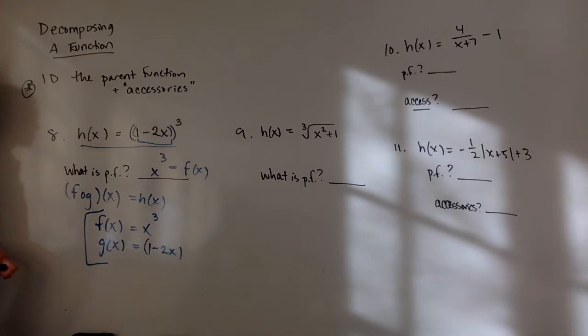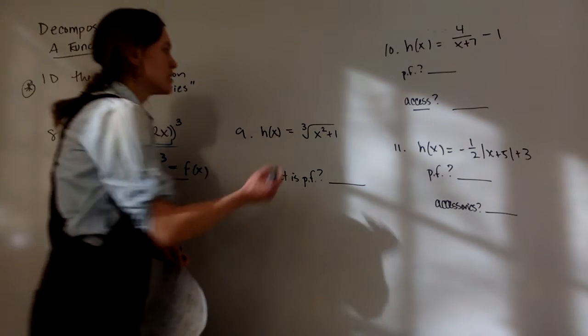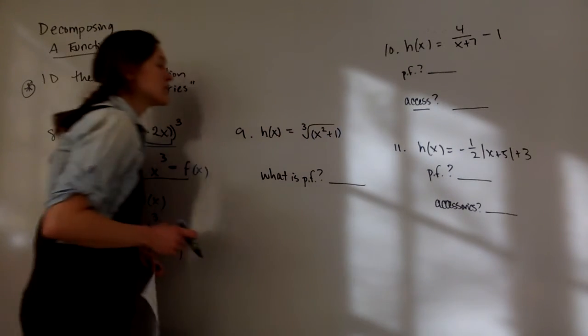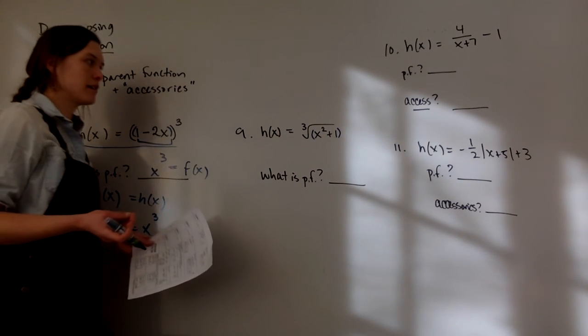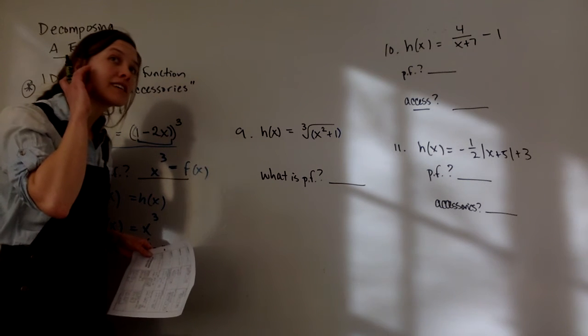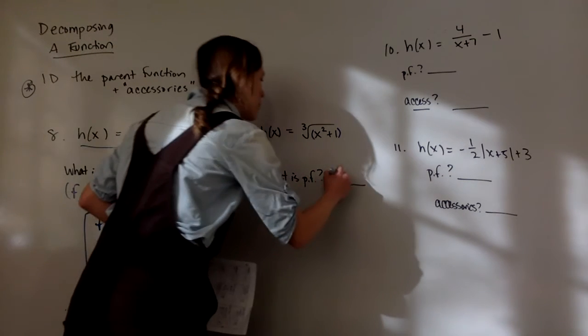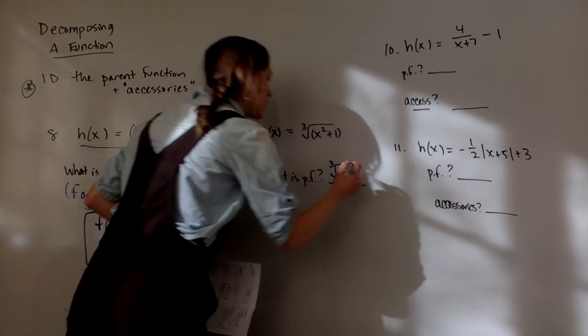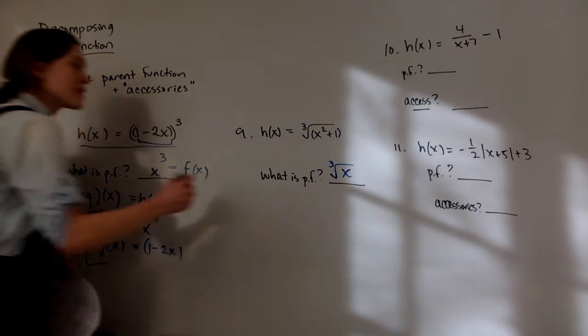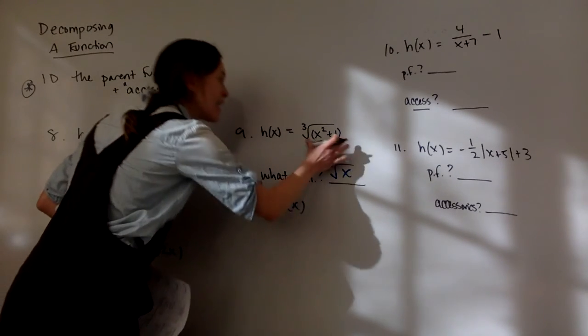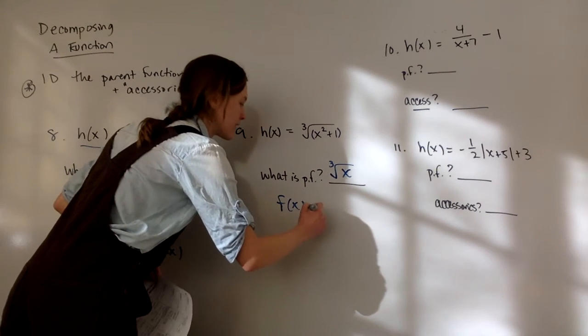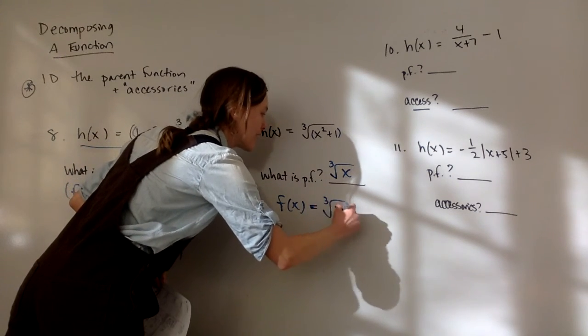So let's do another example here. So I'm going to put parentheses around this. So what is my parent function here? What is it? The radical symbol with the 3 in the little space between with the x inside. Cube root of x. Yeah. So then that's my f of x. I don't have any accessories. I'm just using the parent function. So f of x equals the cube root of x.